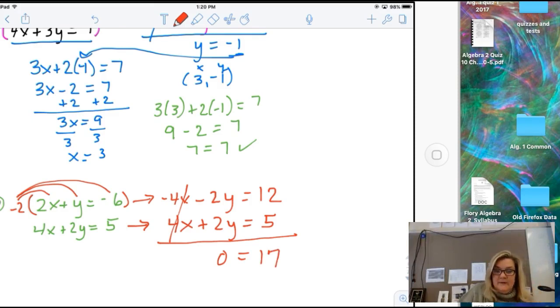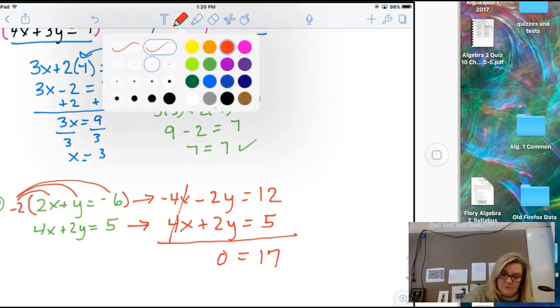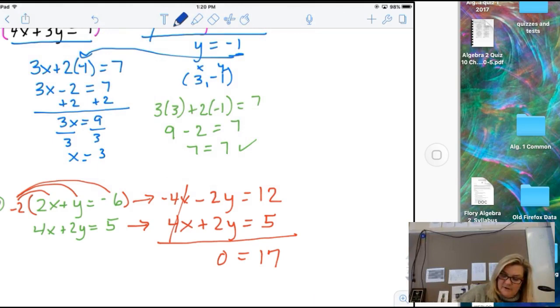So when you see something like this, 0 does not equal 17, so this is no solution. And sometimes when we do these problems, that's what our answer is, no solution, because 0 does not equal 17. Okay, let's keep going. Now we're going to do another one. This is number 3.